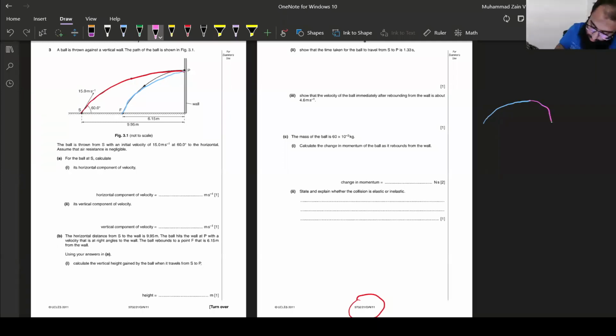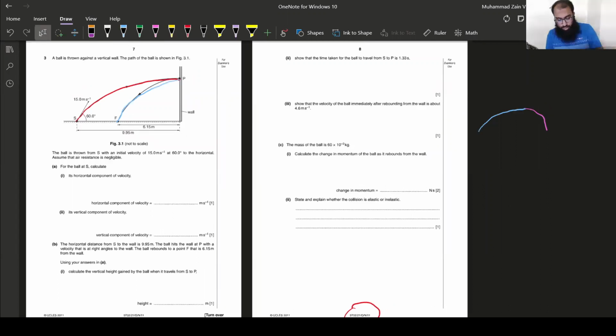So just how you did previous questions, you find the horizontal component, you find the vertical component, and you find the vertical height gained by the ball when it travels from S to P. Show that the time taken for the ball to travel from S to P is 1.33 seconds. That's how you do this. And then the next part, this is where the trick comes in. Everything before this is just how we've done it. Show that the velocity of the ball immediately after rebounding from the wall is about 4.6 meters per second.